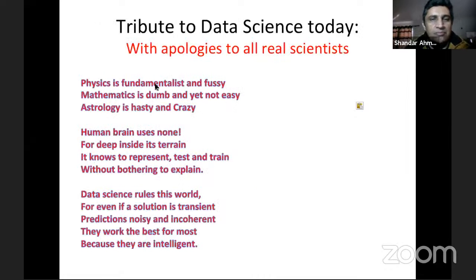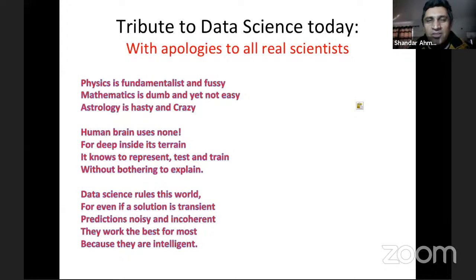So I start with a little poem, which is about data science. Data science and machine intelligence come hand in hand today. Pretty much every problem of science, social sciences, and other humanities also, machine learning and data science are entering in a big way. So I start with a little poem which I wrote, just to put this in context, how physics, mathematics, and other subjects stand in comparison to data science today.